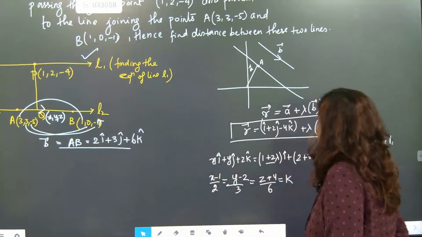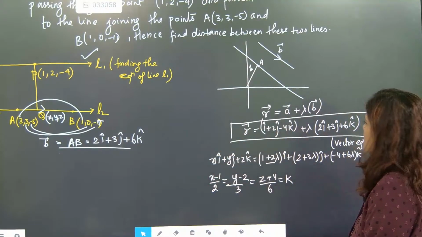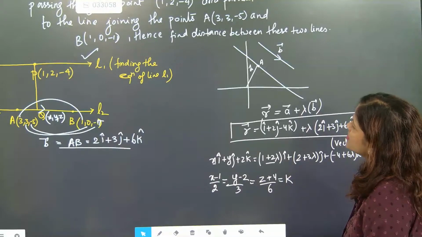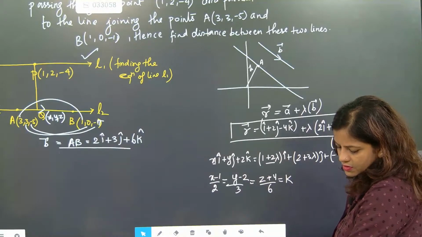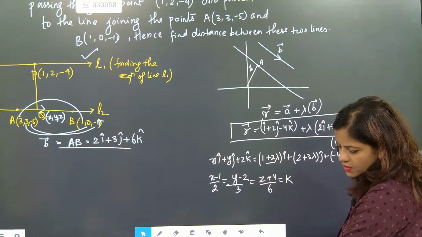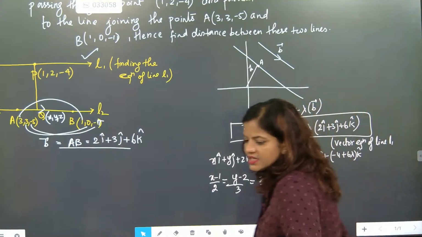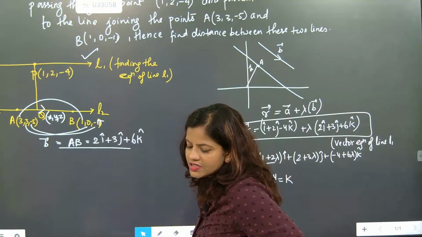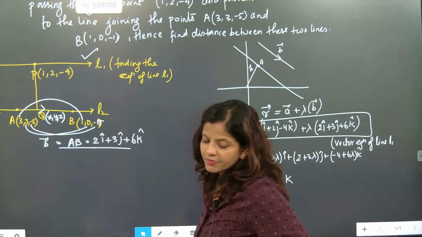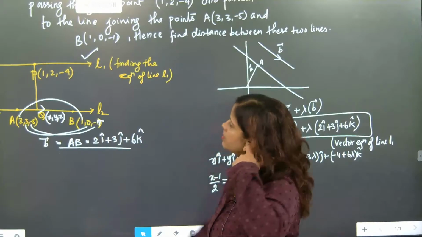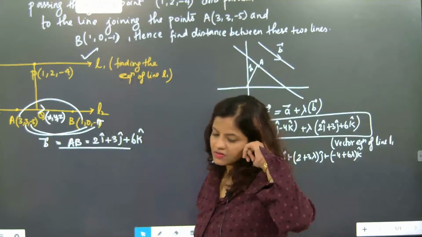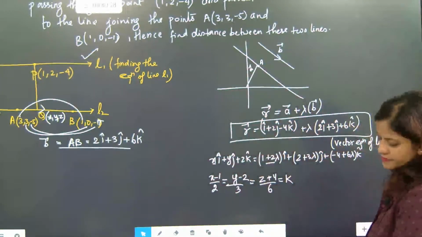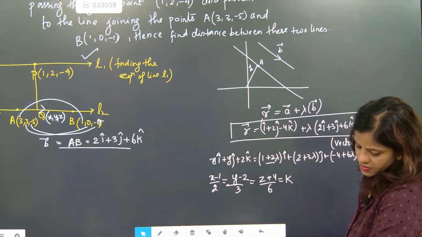B part, beta. 1, 0, minus 11. 1, 0, minus 11, beta. I changed that part because it was minus 11. It got highlighted there, minus 11. So 6 will come. 1, 0, minus 11.